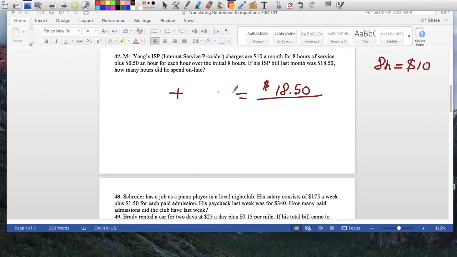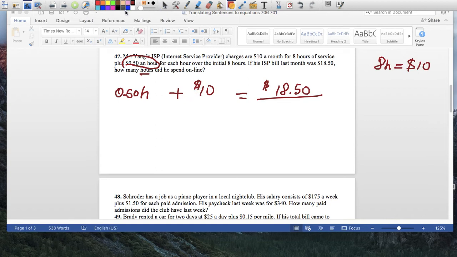So out of the $18.50, he paid $10, right, for the first 8 hours, and we want to find out how many hours above 8 hours he got. So our unknown is hours. Our variable is going to be H, and what do we know? How much is it per hour? And there's a relationship right here. So it's 0.50 per hour, plus the $10 that he paid for the first 8 hours is going to give us his bill. So again, you can leave this as decimals if you like.